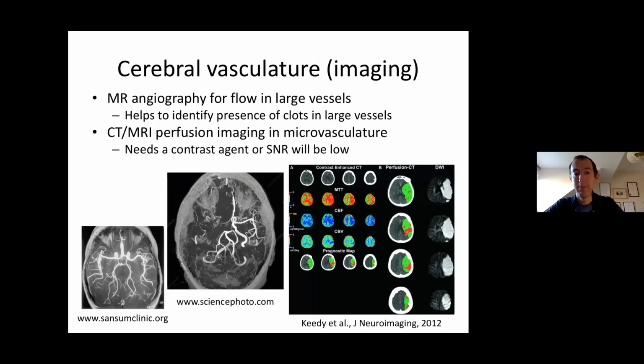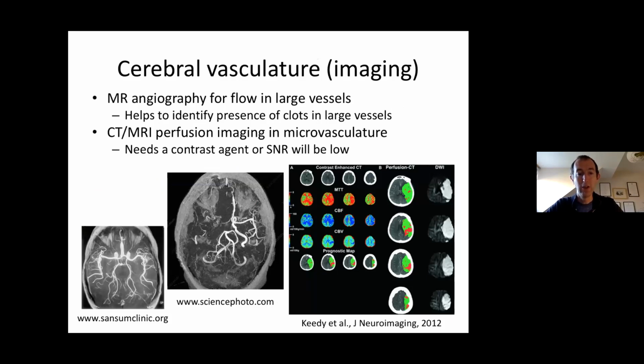And of course, imaging is a key part of understanding what's going on. And here, I've put a couple of pictures of MR angiography looking at the flow in large vessels. And of course, that's really important, looking at the flow in the large vessels, because that's where we tend to get clots. So that's where ischemic stroke is really critical.